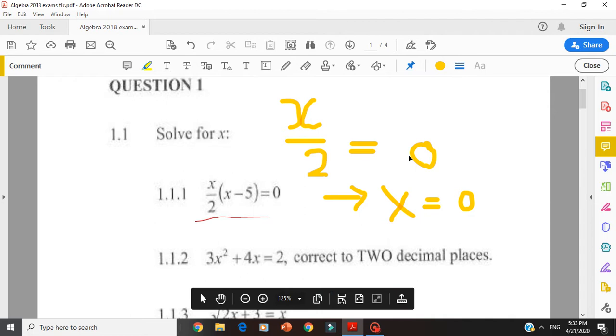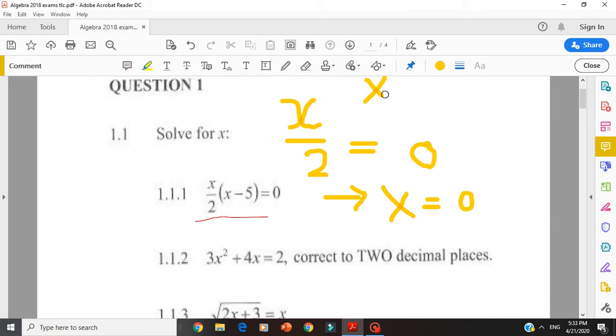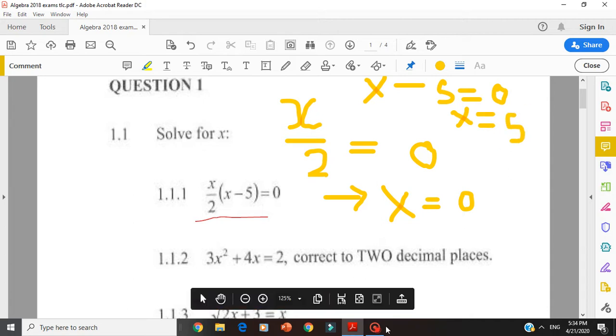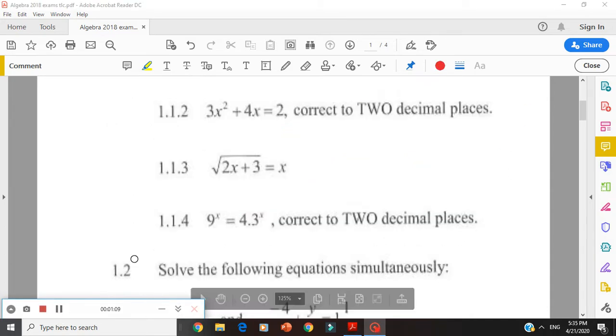Okay. The next thing you're going to do is you're going to take the second factor, x minus 5, equate to 0, and you'll get x is equal to 5. Okay, that was a fairly simple problem. Okay, let's move on to question 1.1.2.